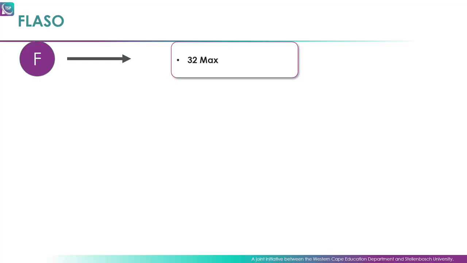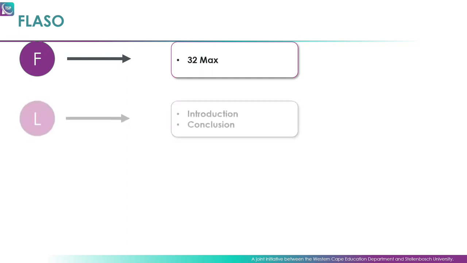The first thing you will always see in your business studies papers is this acronym called FLASO. The teacher draws it at the bottom of your question paper. The F stands for facts. The maximum amount of facts you can get out of any essay question is 32 for facts. The next one is L.